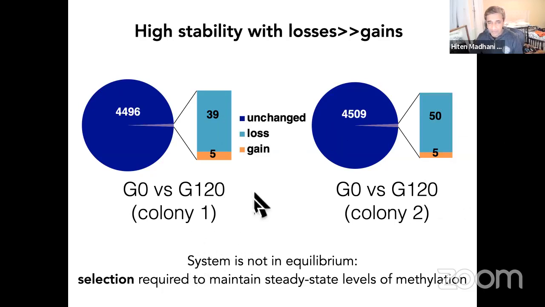So if you do the calculation, it turns out that the rate of loss is about 20-fold higher than the rate of gain. And so that shows that the system is not in equilibrium. It's like a chemical reaction that's not in equilibrium. And so to maintain the situation, natural selection must be required to maintain the steady state level. So that's the first piece of evidence that DNA methylation in Cryptococcus is under natural selection.